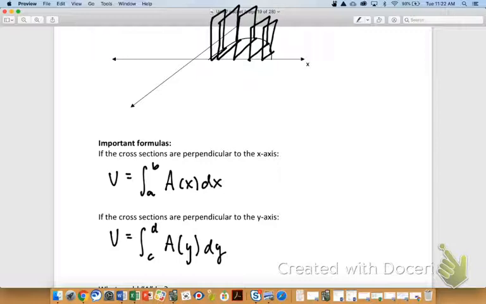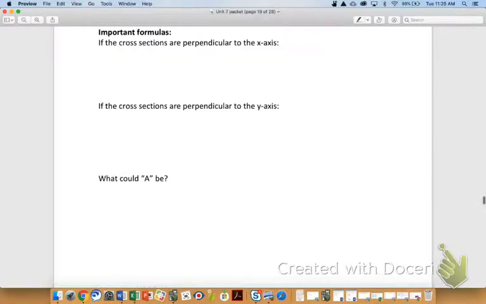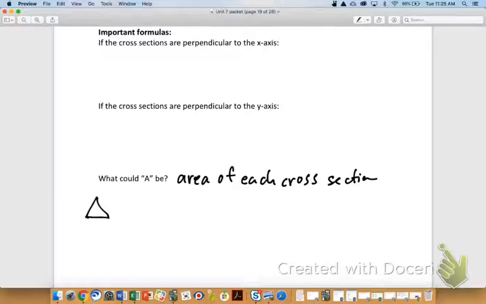So you all know how to handle integrals really quite well. You know about the dx and the dy, but what on earth do you think the A(x) or the A(y) stands for? Area. Well said. So the A is the area of each cross section. So let's think about what that could mean then. Doesn't that mean that A is very adaptable? So for example, if the cross sections are triangles, what do you think A would need to be?